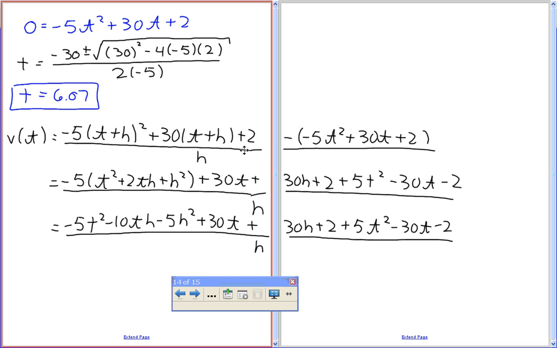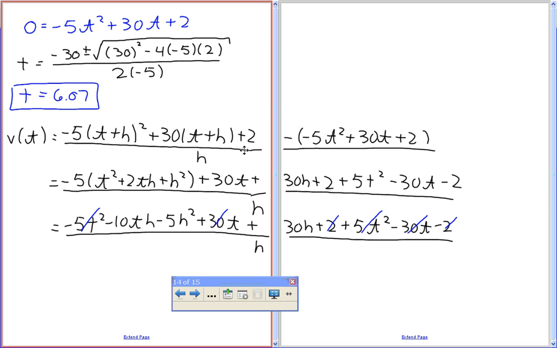So Graham, you just cancel whatever you can. I'm going to have a minus 5t squared and a plus 5t squared, plus 2 minus 2, minus 30t plus 30t. If you notice, I hope you're getting the pattern, this should always cancel out basically the entire right bracket. That's what should always happen. If not, you made an algebra mistake somewhere.